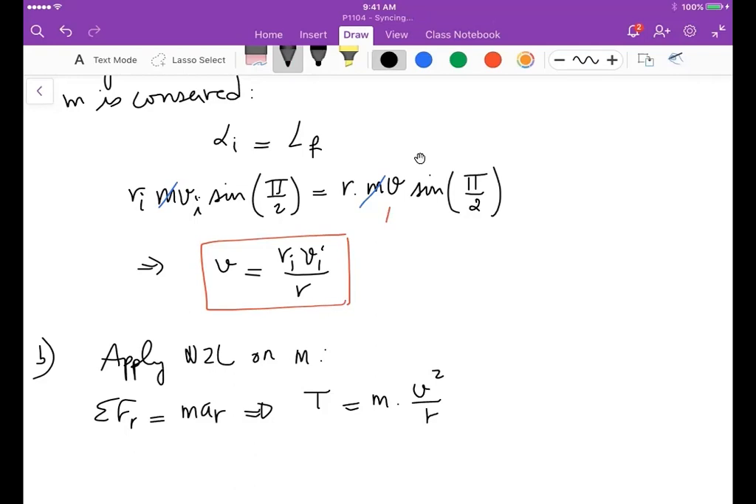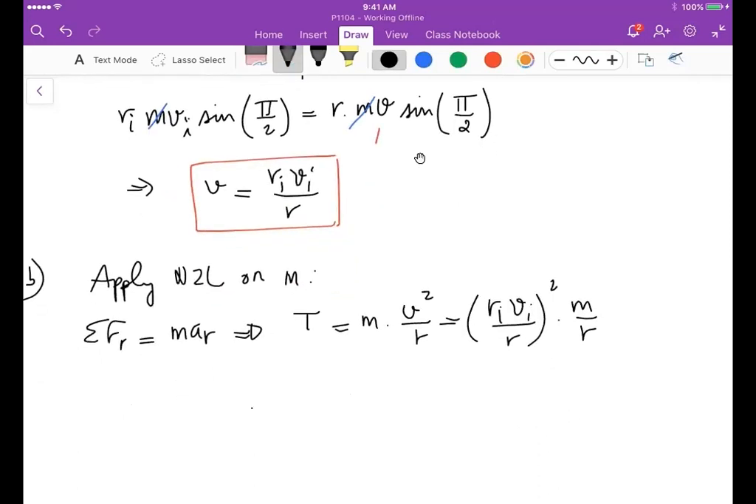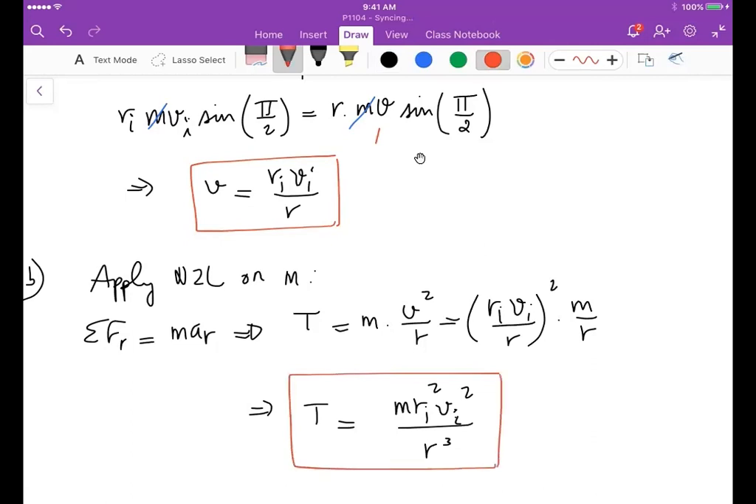Right? So V squared, as we saw above, is RI VI over R. So it is RI VI over R all squared, multiplied by 1 over R, multiplied by M, after putting the factor M over R. And so we can deduce that T has the expression M RI squared VI squared divided by R to the power 3. And so this is the answer to the second question about the tension in the cord.